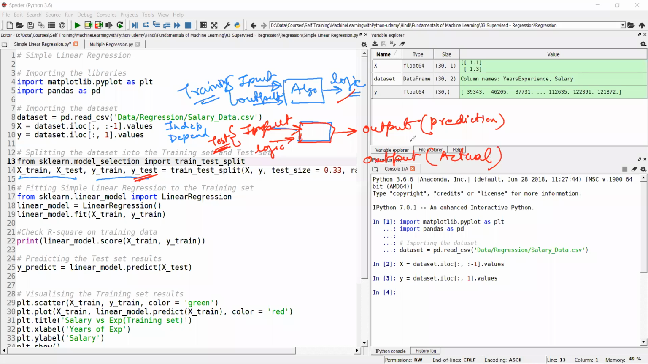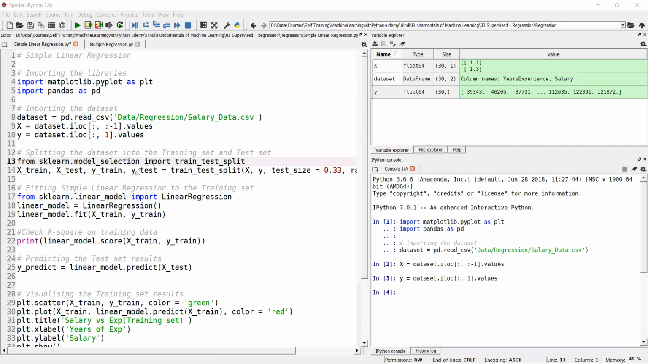Both of these are from the test set. This is not test prediction. So the difference between these two values is nothing but your error. Everyone clear here? No question? Okay.